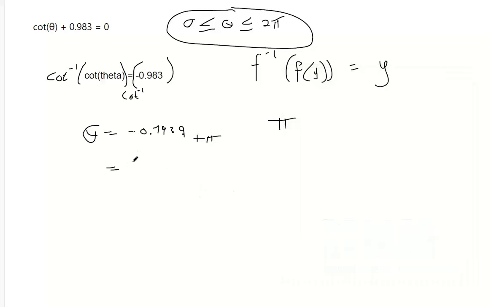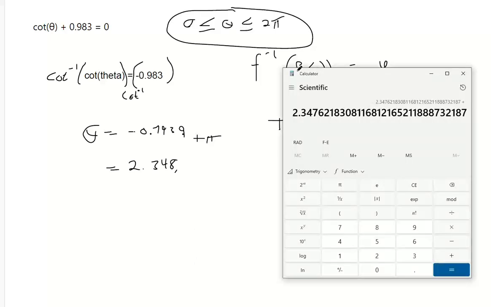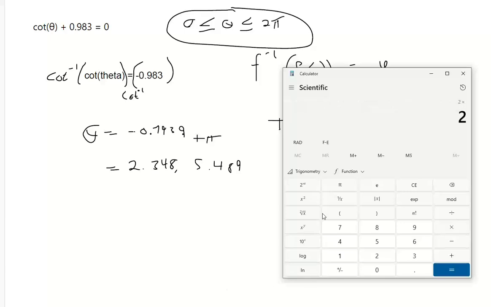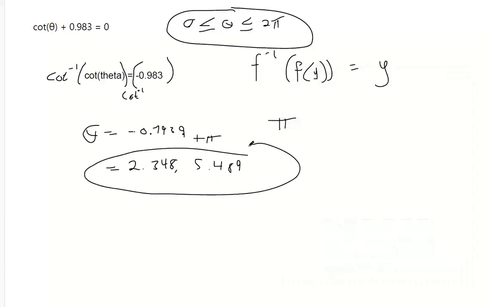So 2.348. Let's add another pi to see if it fits in these parameters. 5.489. And that fits because 2 pi is 6.28. So these are our two solutions.